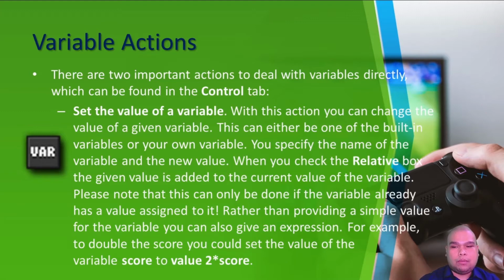Rather than providing a simple value for the variable, you can also give an expression. For example, to double the score, you could set the value of the variable score to the value 2 multiplied by score.